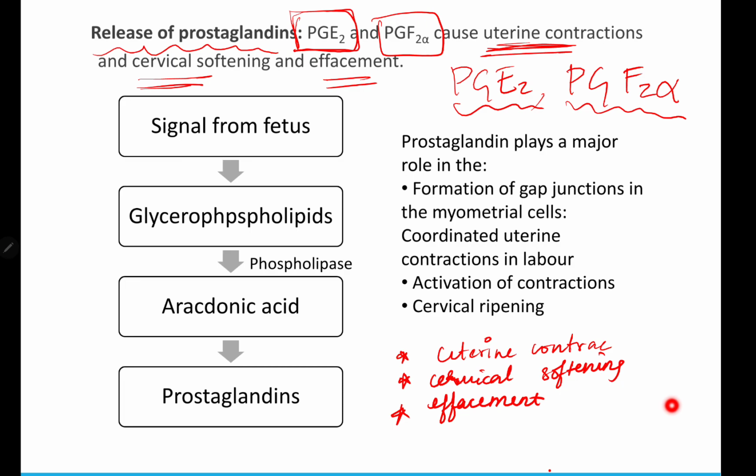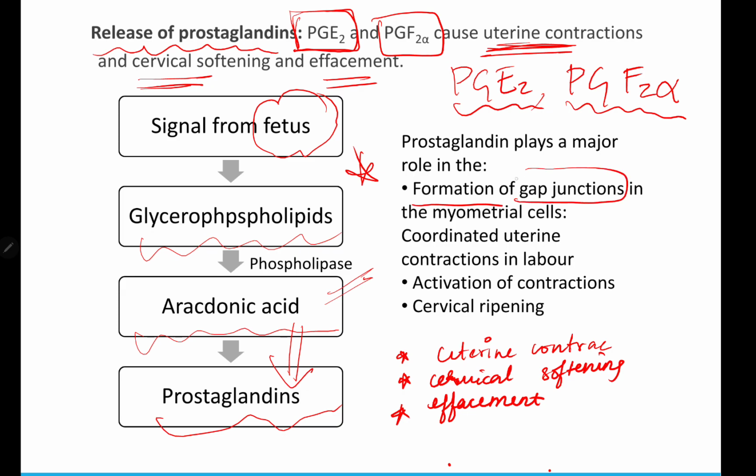So there is going to be a signal from the uterus, and glycerophospholipids will be released, and these glycerophospholipids, with the help of an enzyme phospholipase, will be converted to arachidonic acid, and therefore there will be prostaglandins E2 and F2 alpha releasing. So what is the role of prostaglandins? They form the gap junctions in myometrial cells. We already studied that gap junction formation in myometrial cells is important for labor, for the myometrium to contract.